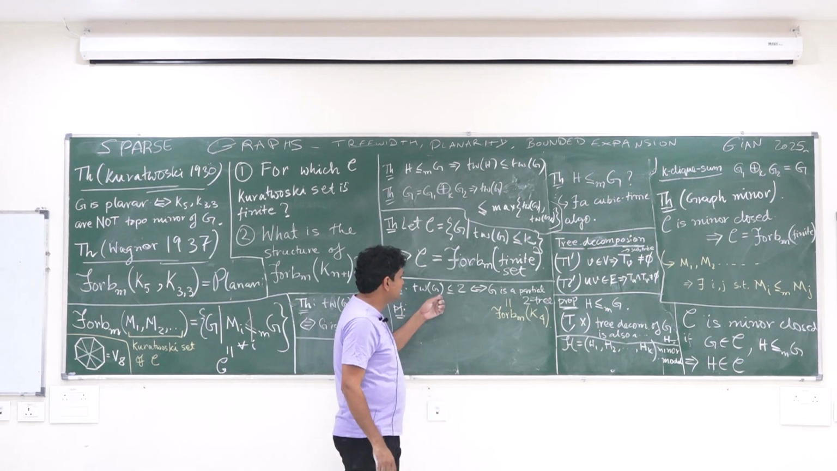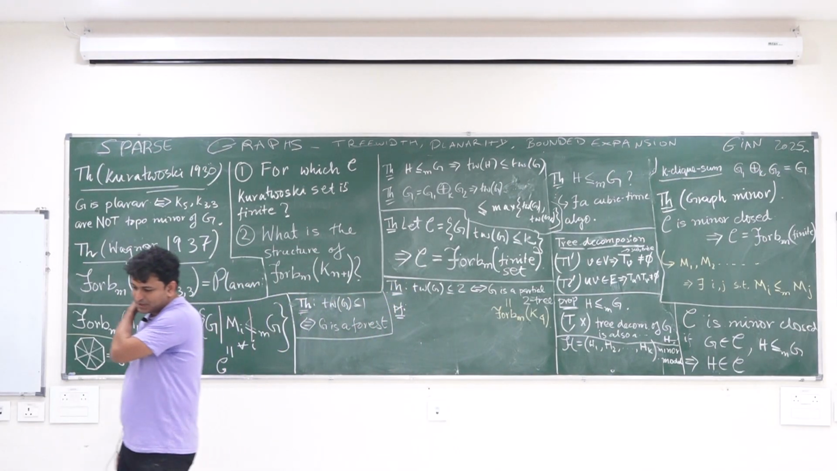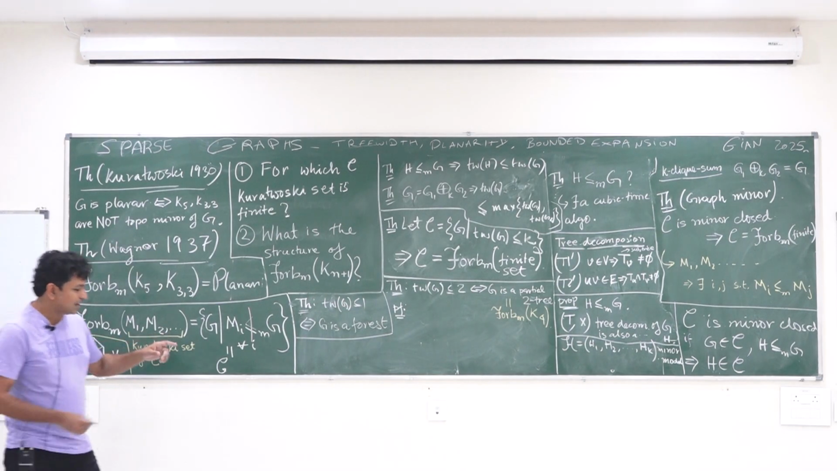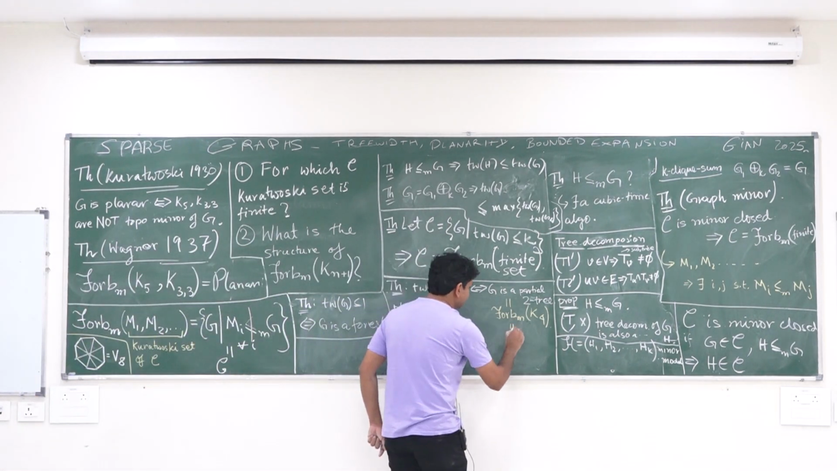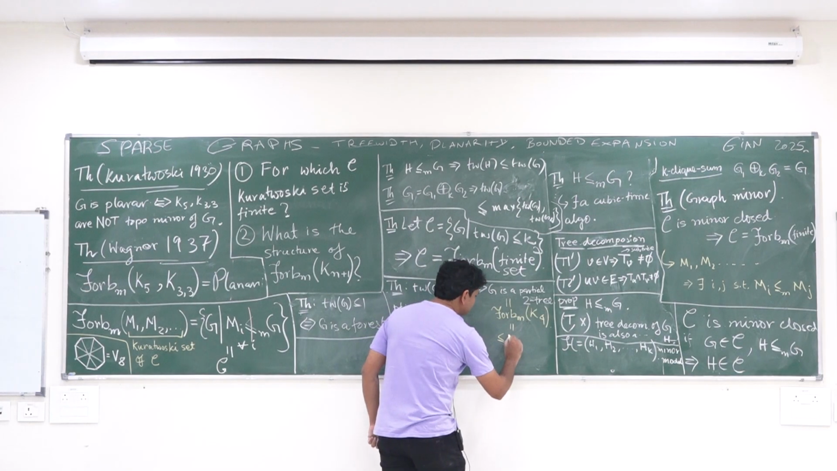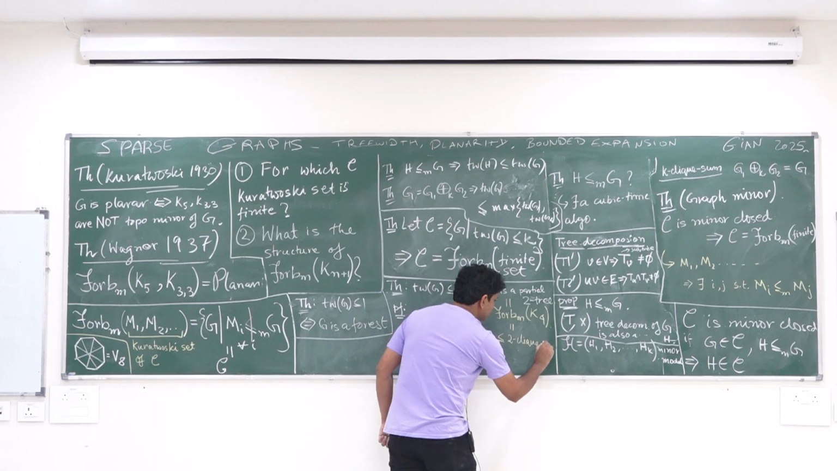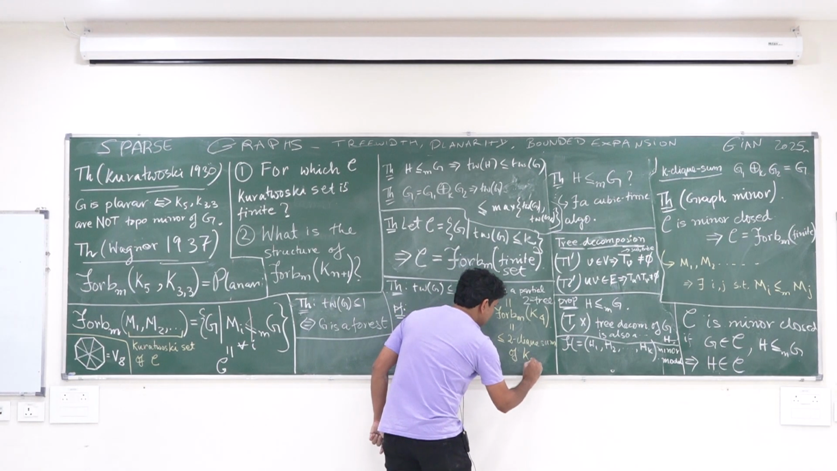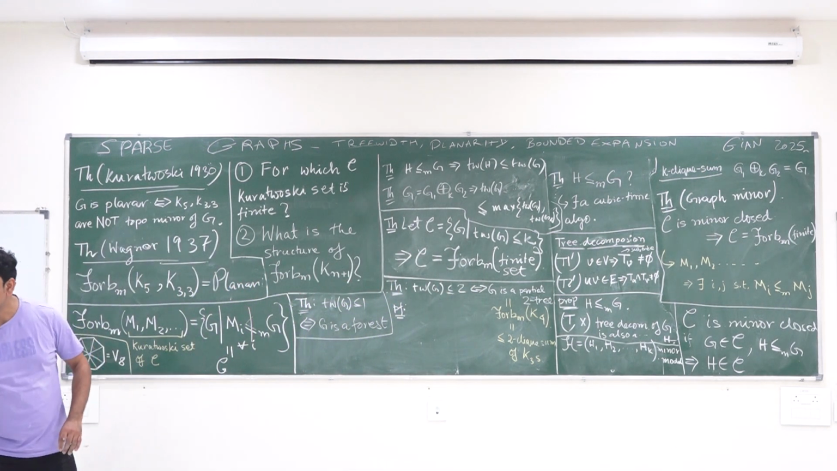So treewidth less than or equal to 2 must be K4-minor-free. And then I also have this one: less than or equal to 2 is closed under split sum of K3s. Right? I also have that.